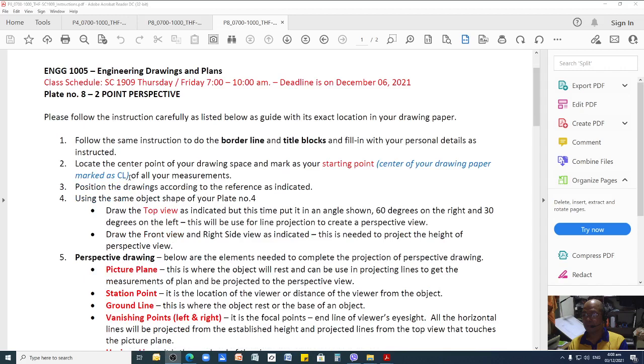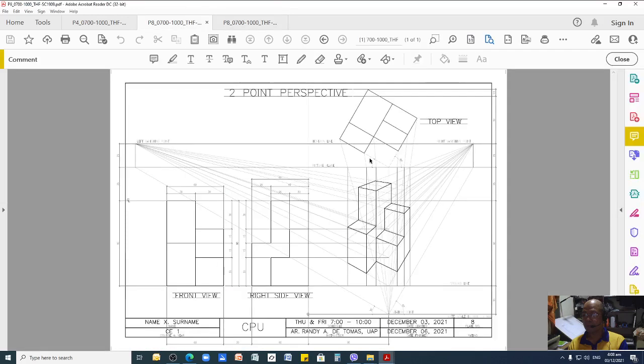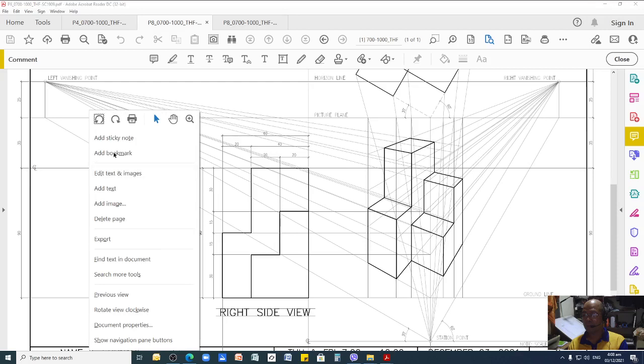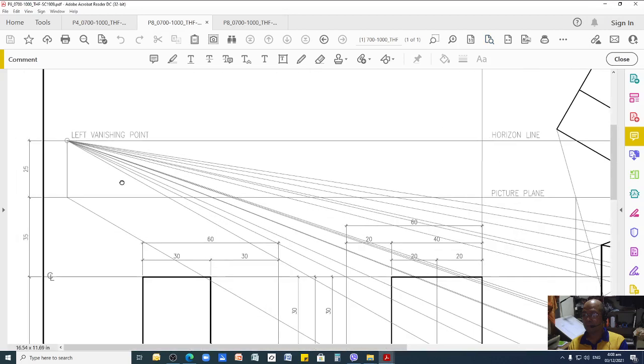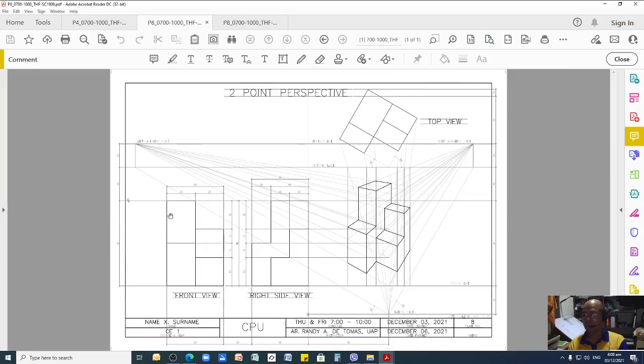number 3. Okay, so because 1 and 2 are very common, we already did this in your previous plates. So number 3, position the drawings according to the references indicated. Based on your reference, which is this one, I have indicated certain distances or measurements for you to follow. Okay, where are those points? Again, as in your previous plates, do not include the dimensions here, and in fact, you will not be indicating any dimensions in your output with this one.